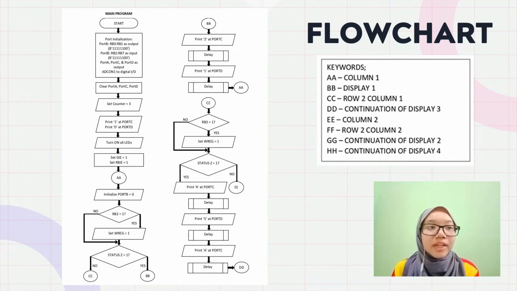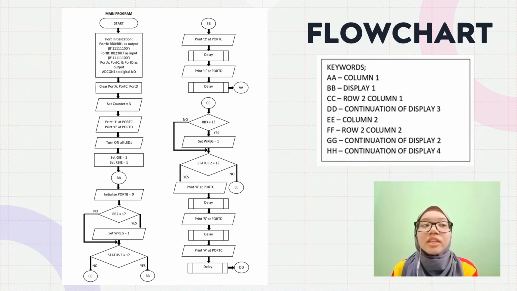At column 1, we initialize port B equal to 0, and then we check if RB2 equals 1. We set the register as 1, and then check if status Z is equal to 1, we move to BB. We print 2 at port C and have a delay, and print 1 at port D and have a delay. Then we repeat column 1 until status Z is not equal to 1. Next, if status Z is not equal to 1, we check if RB3 is equal to 1.